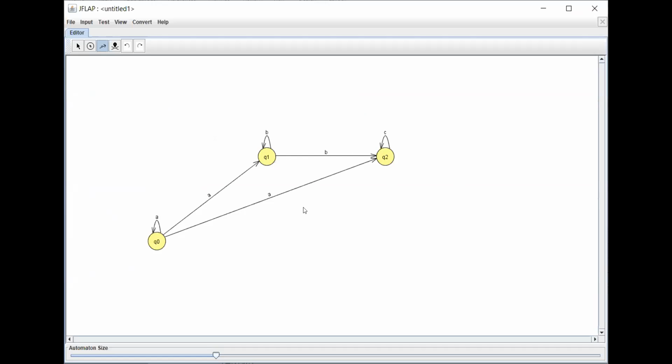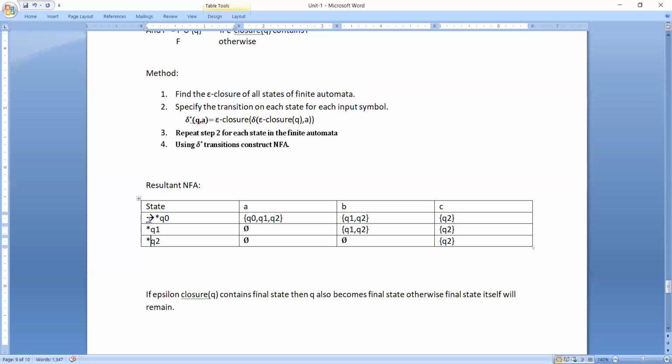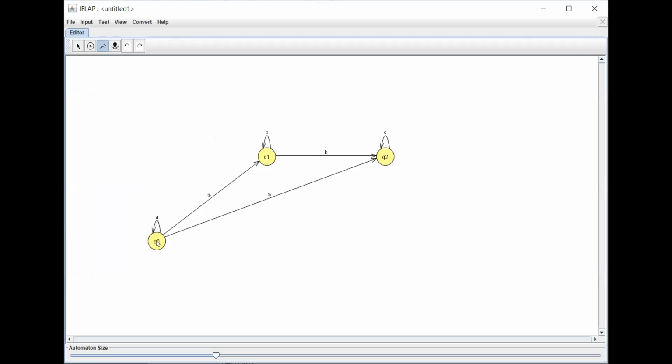Okay. Now what we have to do is identify the initial state. What is the initial state here? We have found that Q naught is our initial state. Okay. So go back to our software.